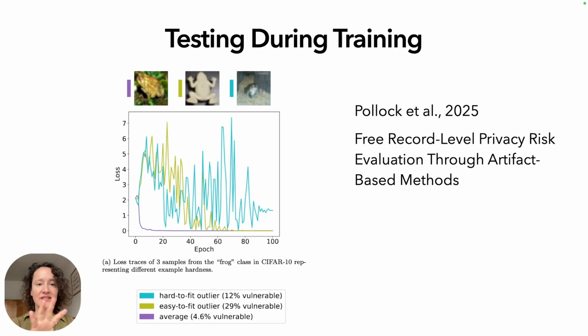But for their task and data set, which is CIFAR-10 and some sort of computer vision architecture, they see that the loss increased, dropped, and then by about 40 epochs, there was another last little spike, and then it settled down, right? And so that loss distribution for that example has different properties. And then we can see for the hard to fit outlier, which is kind of this grainy frog, doesn't look a lot color differentiated from the background, that this was less vulnerable to MIAs.